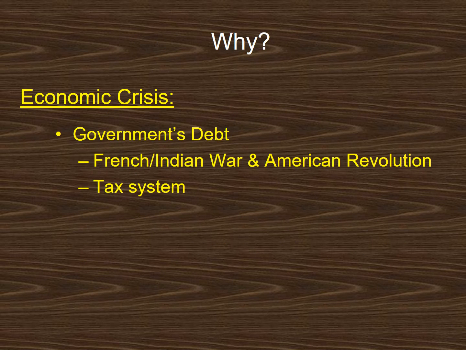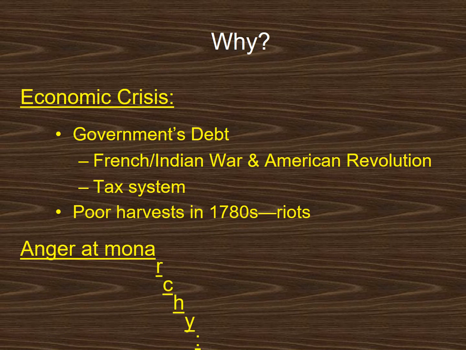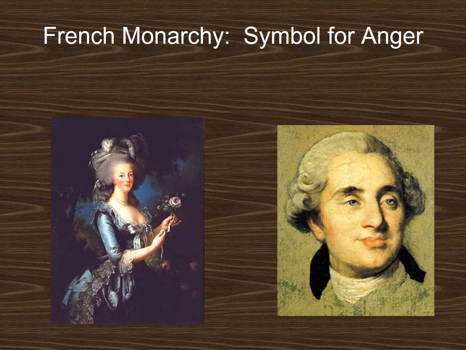Another factor hurting the French economy was a series of bad harvests in the 1770s and 1780s. Droughts, hailstorms, and crop failures led to the first famines in France for many years. People took out their anger at the monarchy. People targeted their anger at the monarchy.